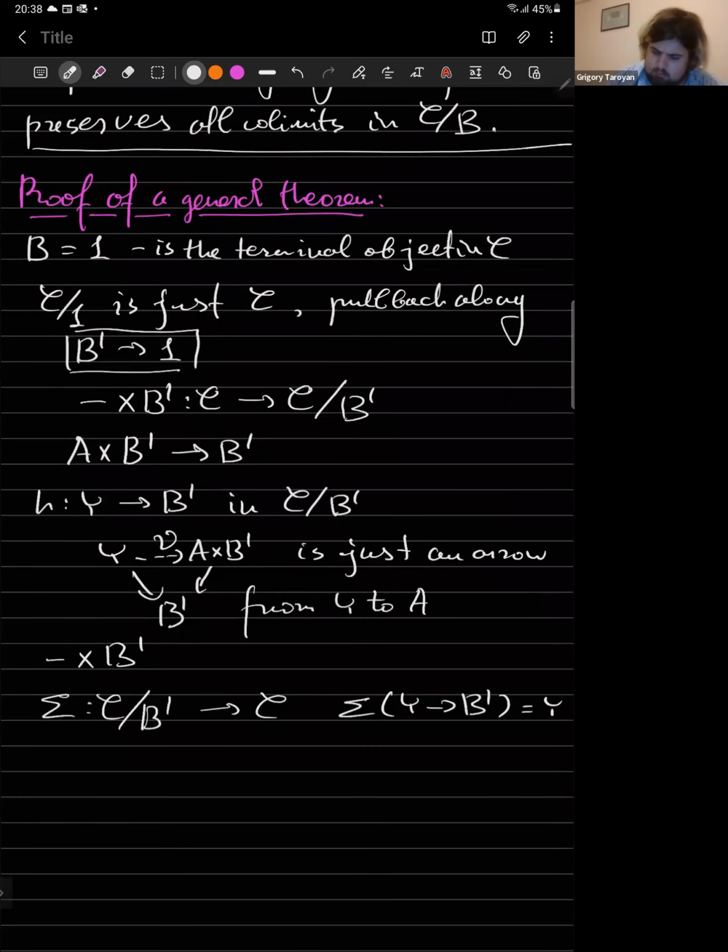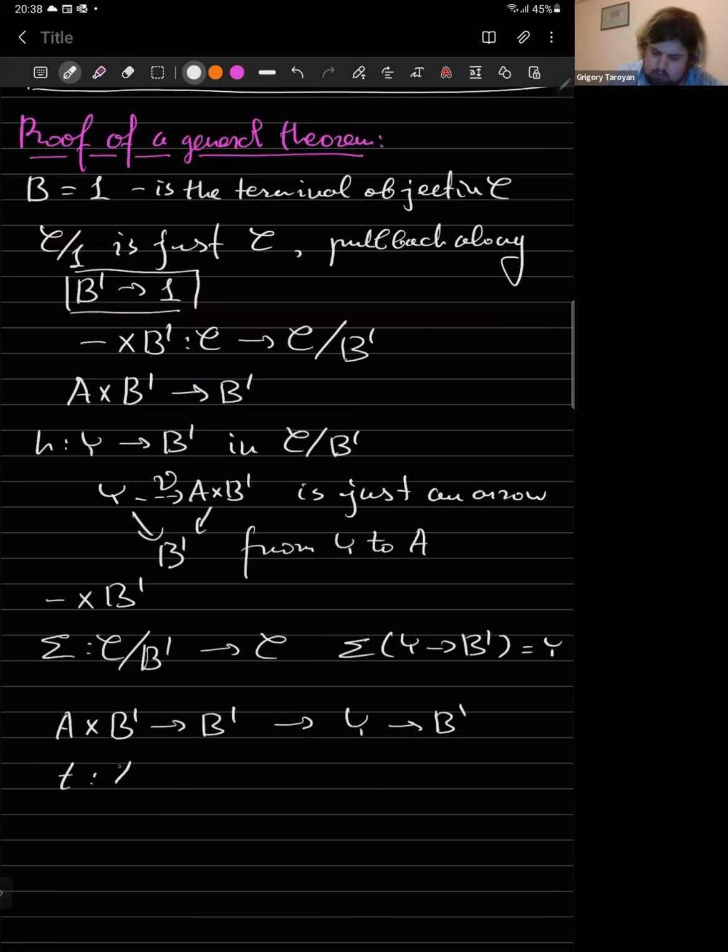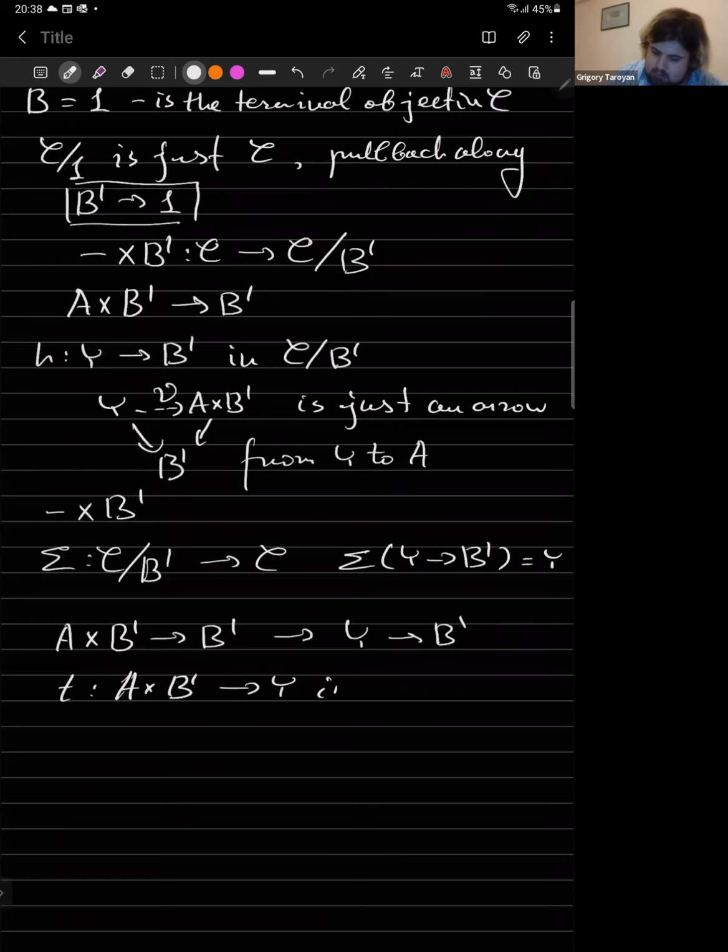And on the other hand, an arrow from A times B prime to B prime to another object Y to B prime is just an arrow T from A times B prime to Y, such that we have a functional equality that this composite is equal to H. So that's just the condition of the triangle.